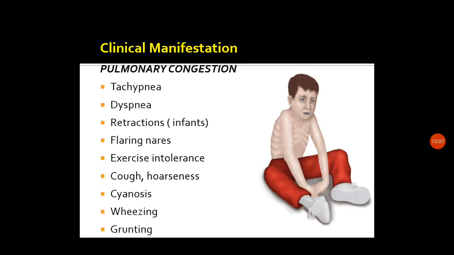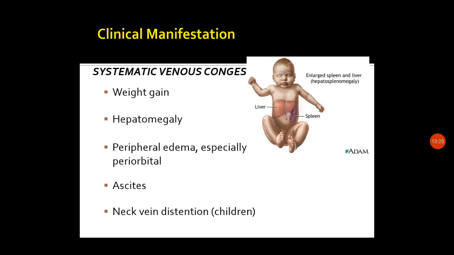Okay. So the pulmonary congestion will be there, and it will be presented as tachypnea, dyspnea, retractions, flaring nares, exercise intolerance, cough, hoarseness, cyanosis, wheezing, grunting, etc. So the next is systemic venous congestion. In that situation, the child will have weight gain, hepatomegaly, peripheral edema, especially periorbital edema, ascites, neck vein distension.